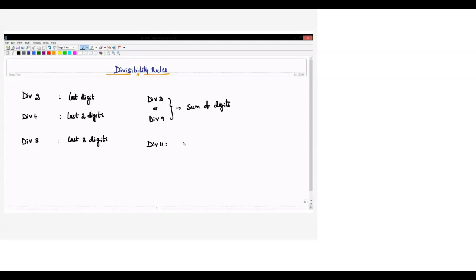For 11, we look at the sum of digits in even places and the sum of digits in odd places, or the sum of digits in odd places minus the sum of digits in even places. I want this difference to be a multiple of 11, which means it can be 0, it can be 11, it can be 22.